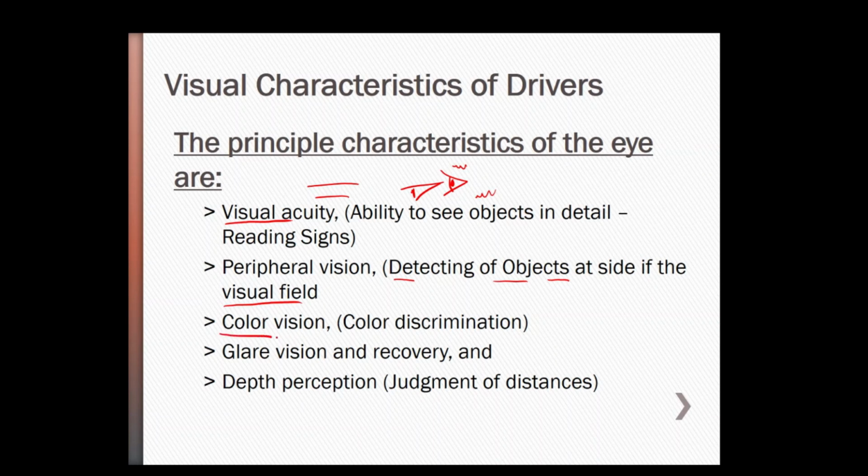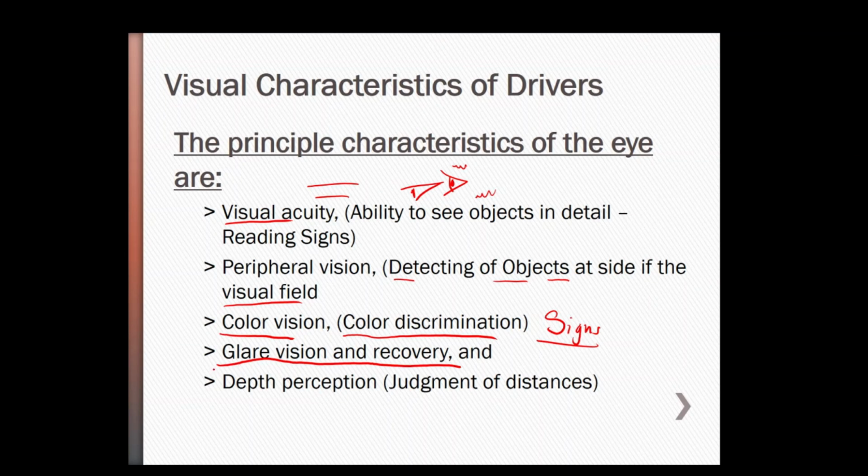Also, color is important, especially when we do signs. So color discrimination, and some people have a problem with that, and we try to pick colors that will make sure it's good for everyone. Glare is a very important part when we drive at night, and that's why highway designers have ways to decrease the amount of glare.